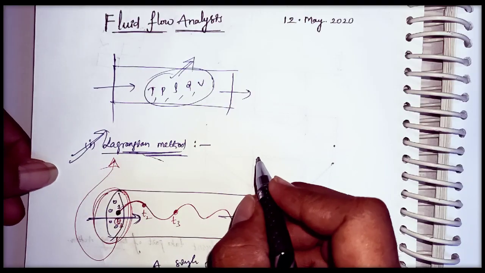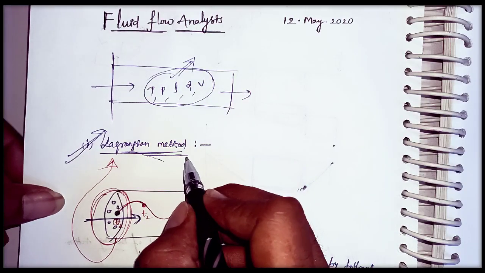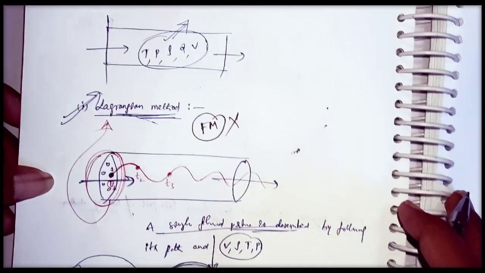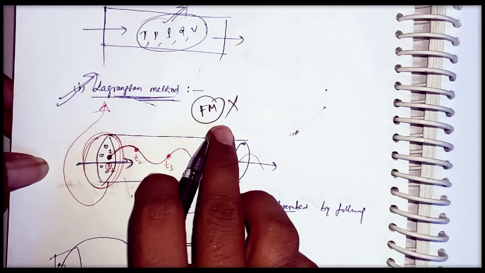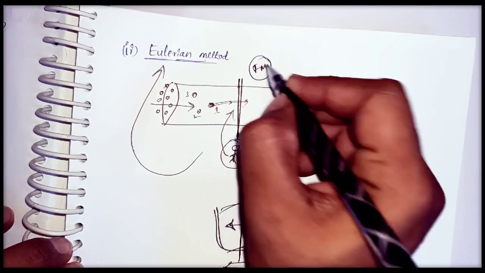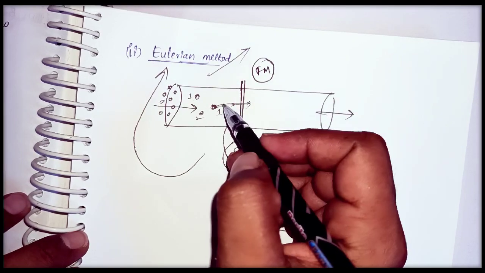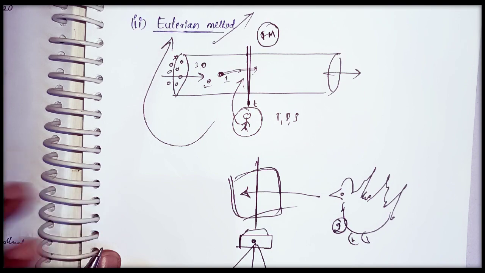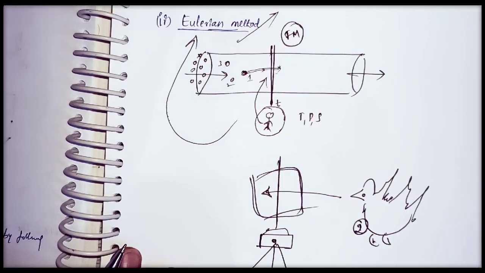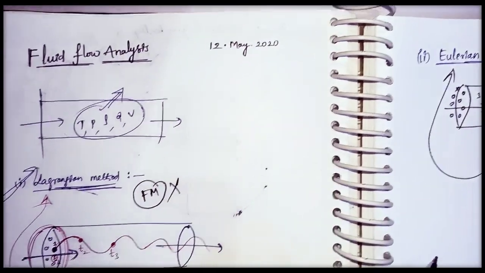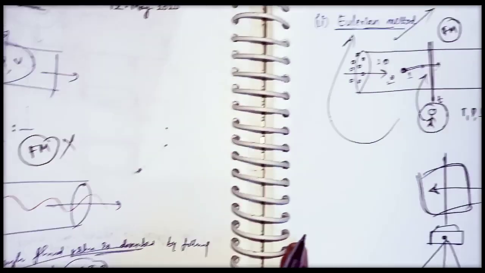Because of the difficulty in the Lagrangian method, we are not using it in our fluid mechanics to analyze the fluid motion, and the only method we are using in our fluid mechanics is the Eulerian method. These are the two very important methods to analyze the fluid properties like temperature, pressure, density, viscosity, or whatever it may be. Whatever we want, we can analyze with the help of these two methods, and the best method is the Eulerian method.